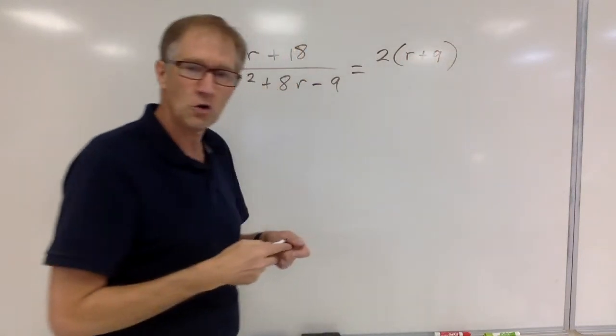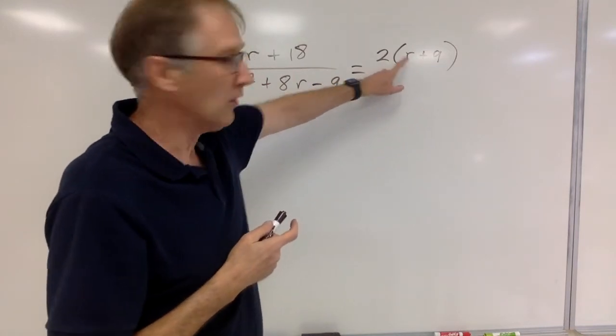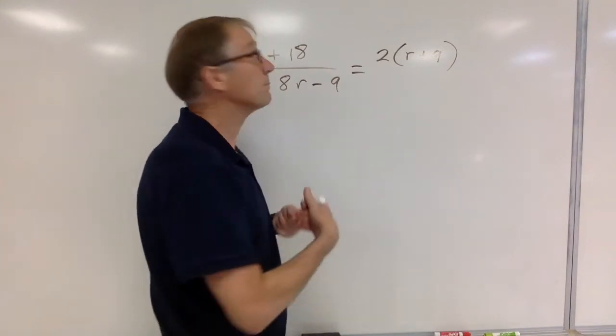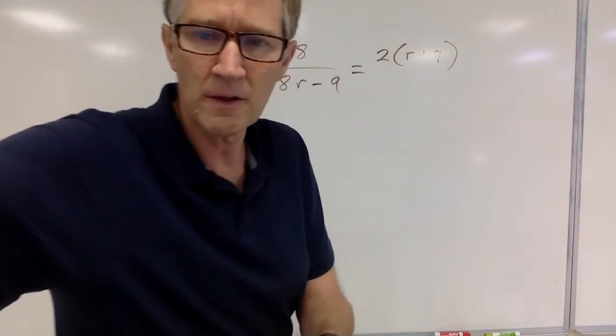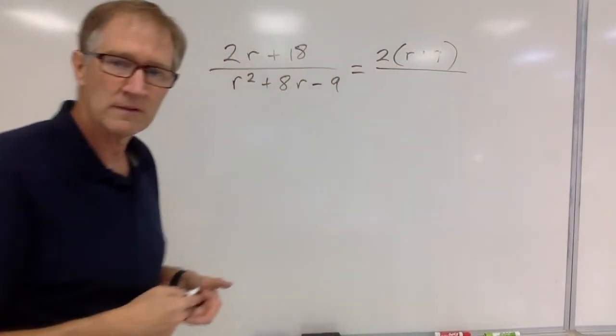If you're never sure whether or not that's correct, 2 times r is 2r, and 2 times 9 is 18. There's nothing much I can do about that glare. All right. Let me divide by this.